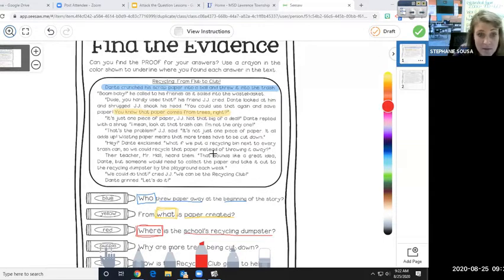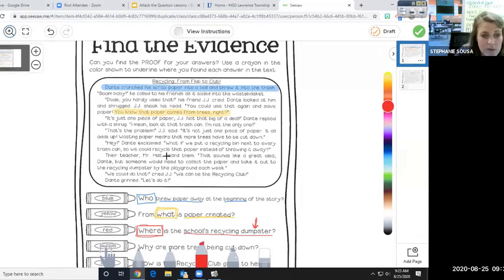Now, I could see some of your eyes got big because you heard recycling, which is fantastic. But look here, this says recycling bin. Our question is not about a recycling bin. Look down here. It's about a recycling dumpster. Do you see that? Do you see why those clue words are important? We're looking for a dumpster, not a bin. So we're going to keep reading.